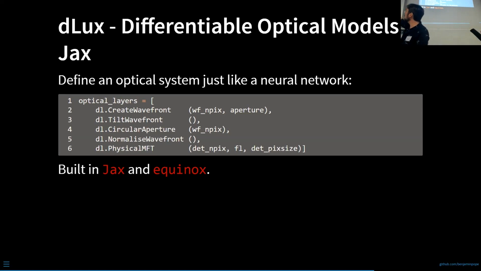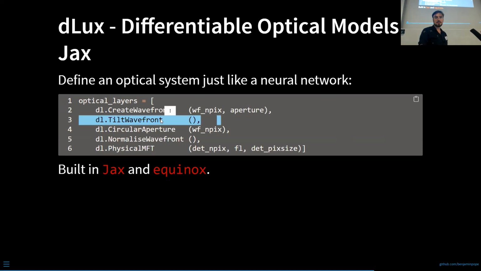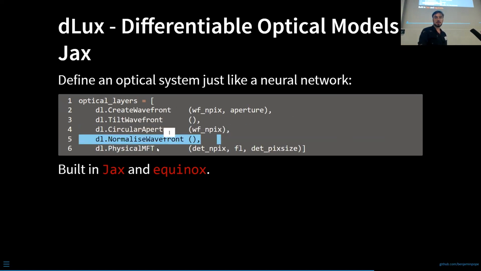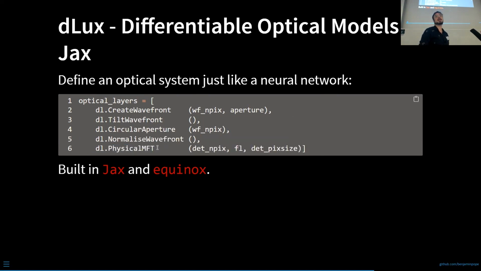So you can define an optical system by a series of layers, just as you would a Keras model or something. Equinox has quite a similar API. So you go, we're going to make an object that carries metadata about the light coming in. We're going to tell it the position of the light. Then we just put a circular aperture, we normalize it, and then we do a matrix Fourier transform to get to the output image, right?